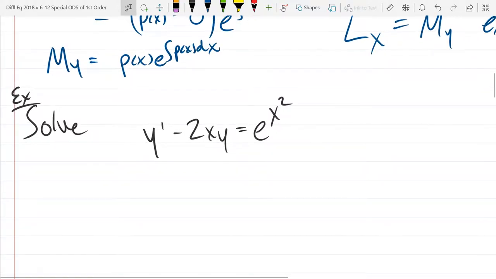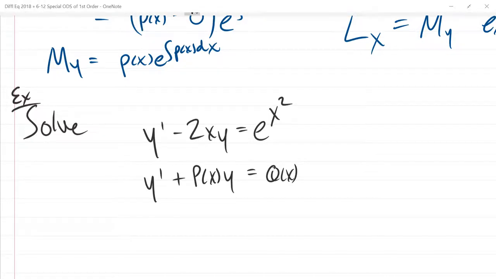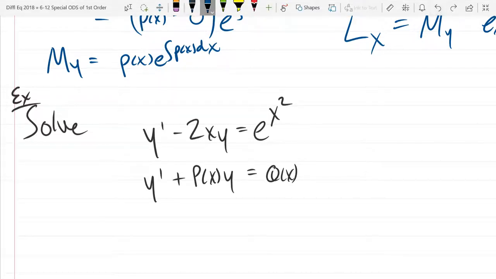So I'll rewrite the form: y prime plus p of x times y equals q of x. I just wrote y prime instead of dy/dx. It's the same thing. Do we have the right form? Yes. So we've got p of x right there and q of x right there.